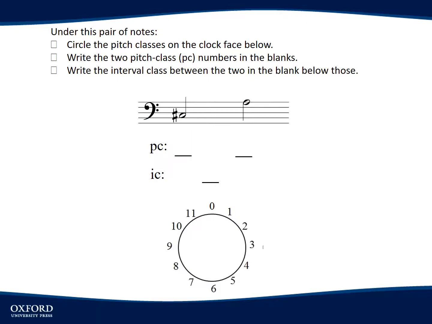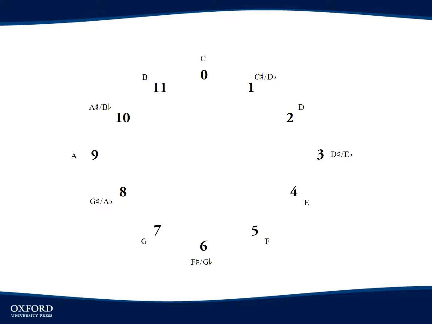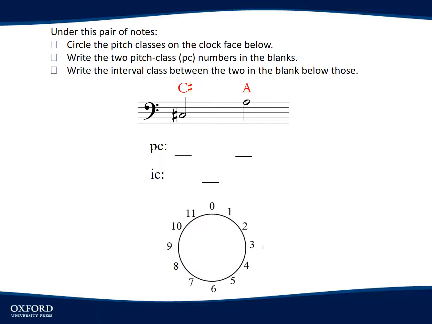The two pitches in this example are C sharp and A. Our first step is to circle the pitch class numbers on the clock face, so let's zoom in again. We can see on this pre-labeled clock face that our two notes, C sharp and A, are pitch classes 1 and 9. We've now circled 1 and 9 on the clock face, completing step 1, and we can write 1 in the blank under C sharp and 9 under A, completing step 2.